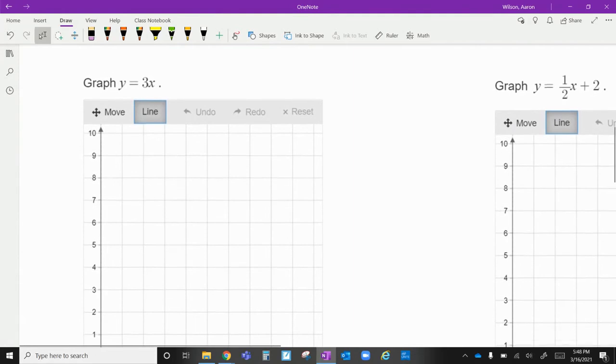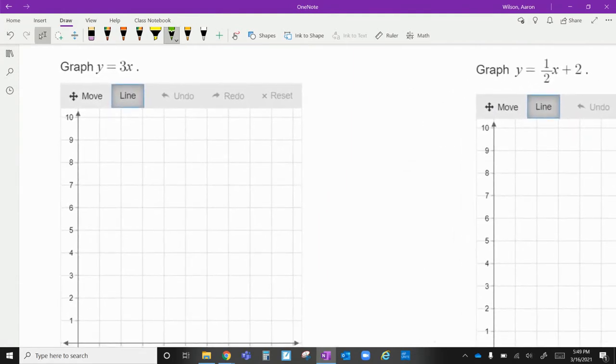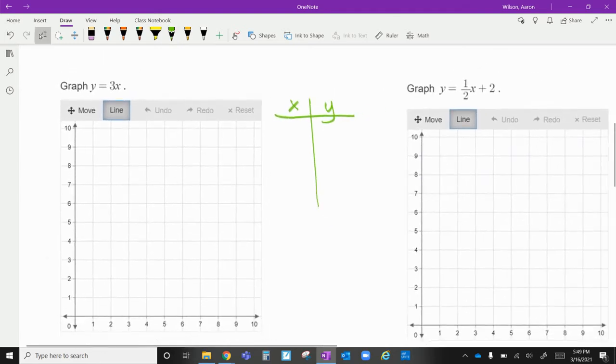So it just says right here, graph y equals 3x. Well, the easiest way I know how to do this is to make a quick table. So I'm going to set up an x and a y table. And I'm just going to choose 3 easy numbers. The earlier example had 1, 2, and 3. I'm actually going to choose 0, 1, and 2.